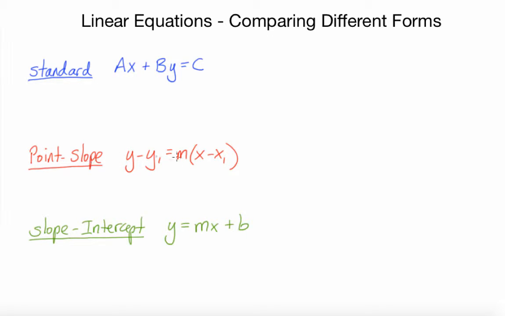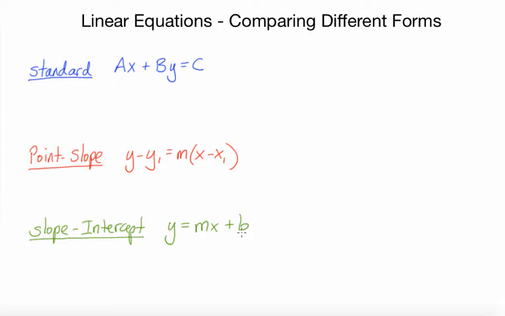We also have point slope form, which is y minus y1 equals m times x minus x1, which uses the slope m and then a specific point the line goes through to write an equation. And then finally, the last one here, but it was the first one we learned, was slope-intercept form: y equals mx plus b, where m is the slope and b is the y-intercept.